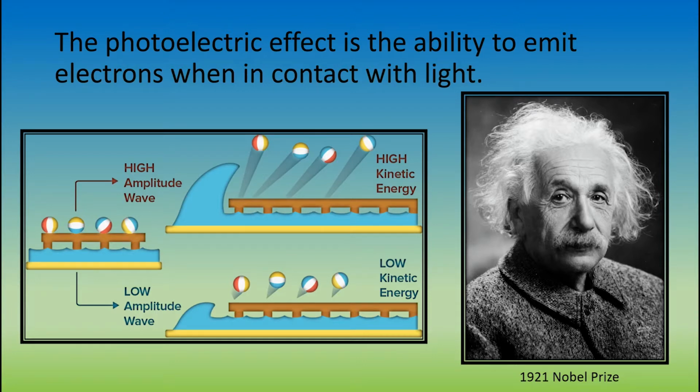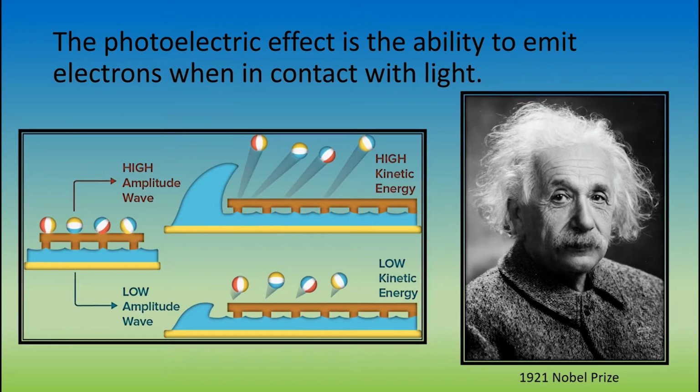Kinetic energy can be calculated as half the mass multiplied by the velocity squared. The higher the amplitude of the light wave, the more kinetic energy the electrons will have. Think of this interaction as waves of different height hitting beach balls off of a dock. The higher the wave, the faster the beach balls will move.